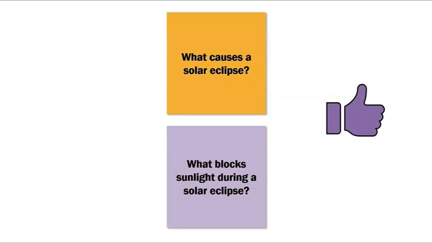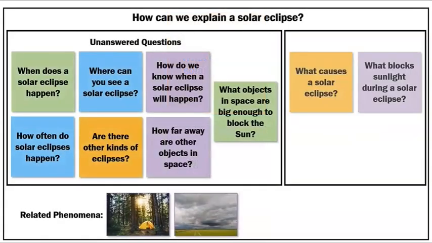We learned that the moon causes a solar eclipse. When the moon is directly between Earth and the sun, the moon blocks light and thermal energy from the sun, which causes a solar eclipse. Let's move these questions to a new section of our question chart. We can call this section Answered Questions. What other questions can we answer?